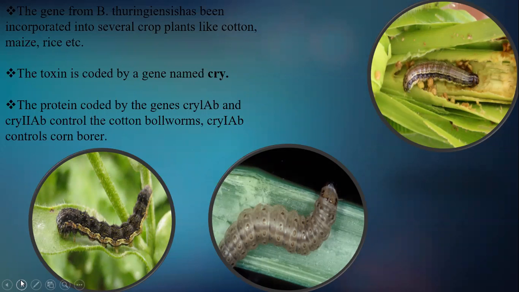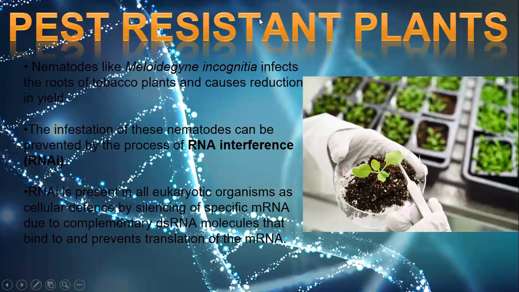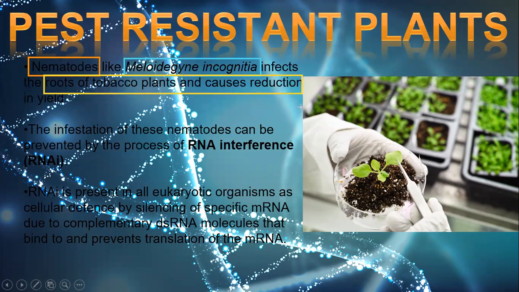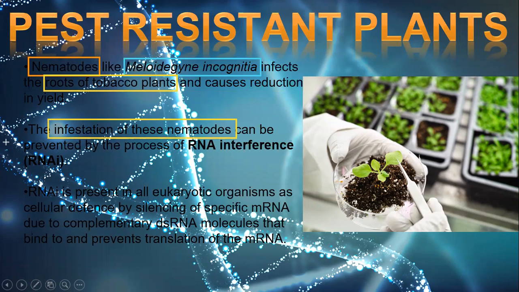Very important session. Next topic, that is pest resistant plants. Certain nematodes like Meloidogyne incognita infect the root of the tobacco plant and cause reduction in yield. Clear? This infestation of these nematodes is prevented by a process known as RNAi or RNA interference, that is the silencing of the mRNA.